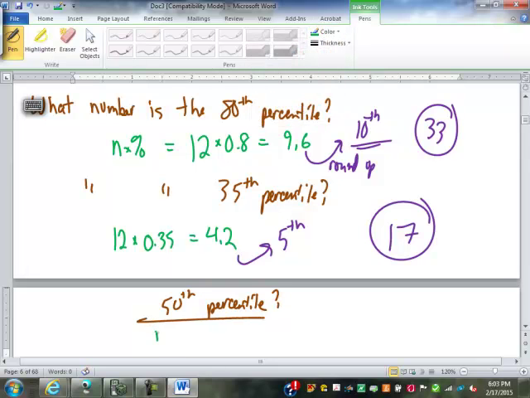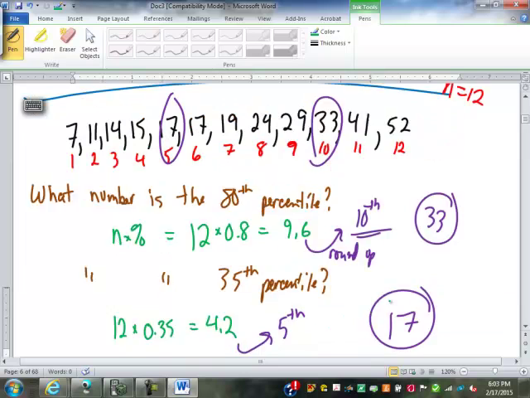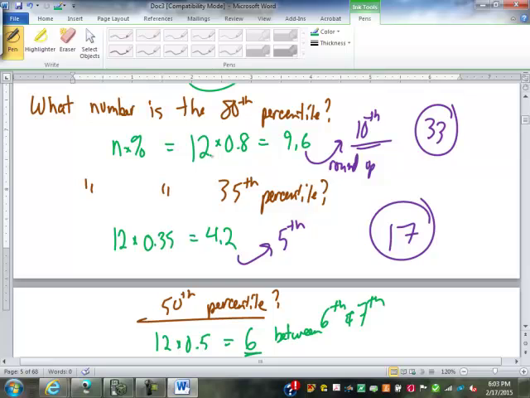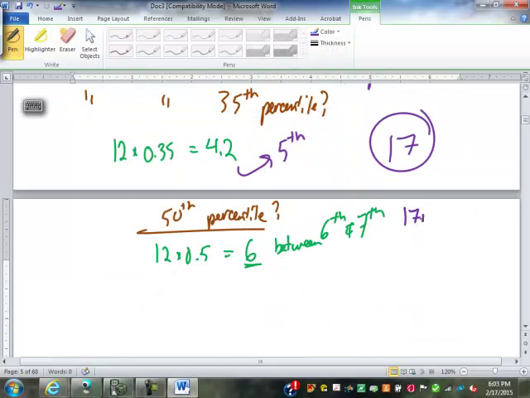Well, we're going to take 12 times 0.5. What do we get? 6. Since we got an integer, or a whole number, that means it is between the 6th and 7th. So the 6th is 17, the 7th is 19. How do we find out what's between them? Add them together and divide by 2. 17 plus 19 divided by 2 is 18.